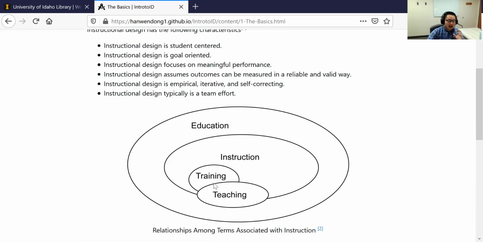And lastly, we have training. Training typically takes place in the workplace where individuals need to acquire very specific skills that they will apply almost immediately. And a lot of times training takes place in the form of instructor-led training, on-the-job training, peer mentoring. They may or may not be facilitated by a teacher.